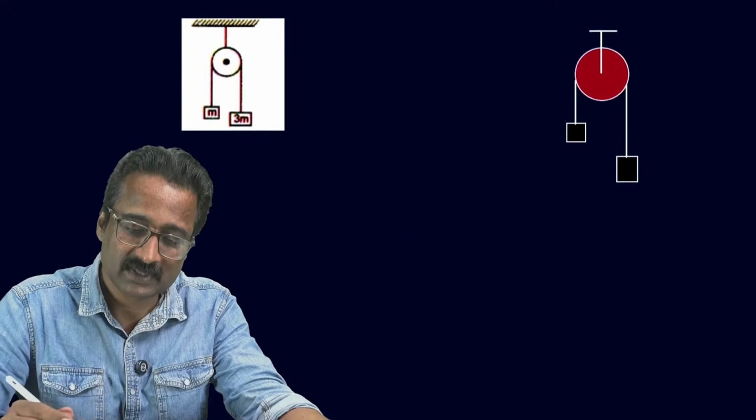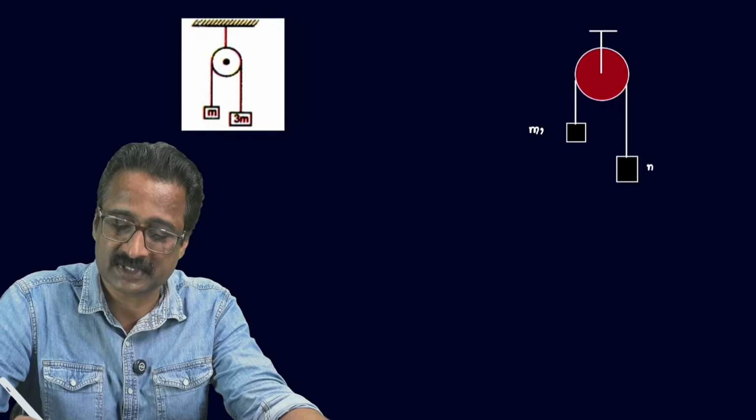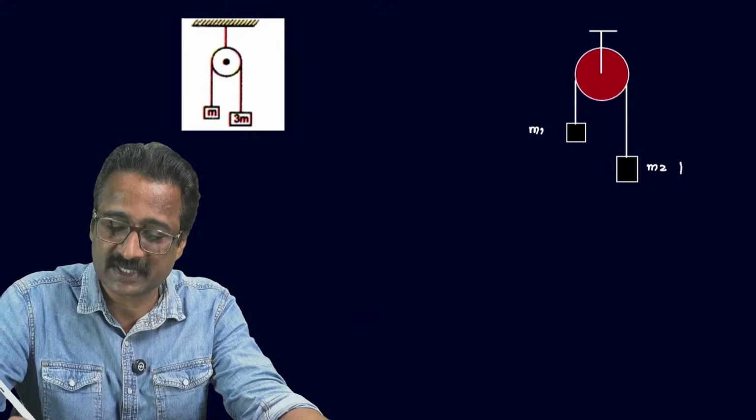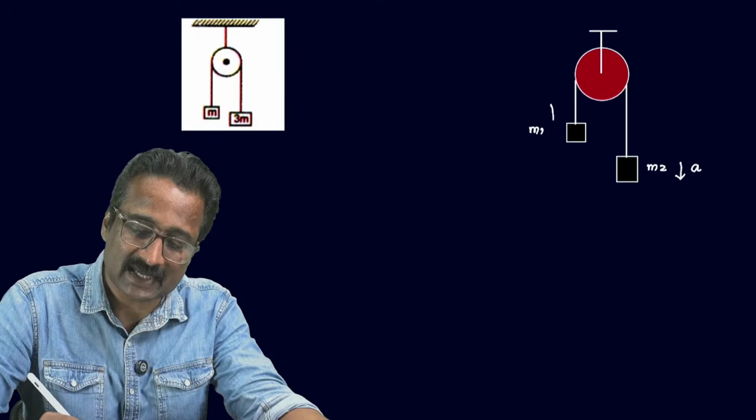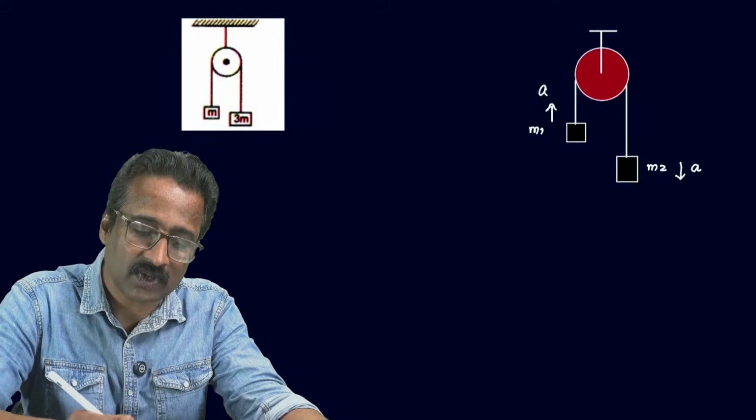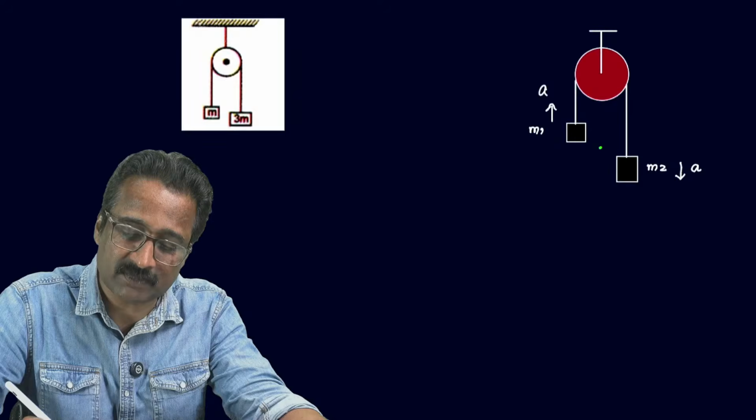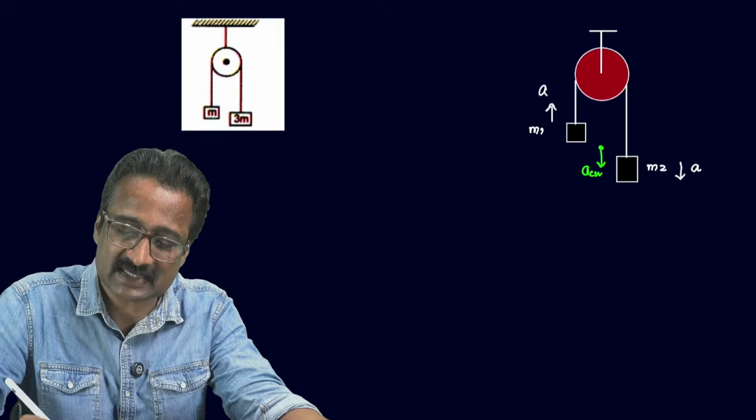For example, if this is a system, let me assume that m1 is sitting here, m2 is here. Now, since m2 is greater than m1, m2 will accelerate down with a rate of a, and m1 will be rising up with the same acceleration a. But they don't ask you what is a. They ask you what is the acceleration of center of mass. Maybe this is the location of center of mass. It may be moving down, possibly. They ask you what is that ACM.